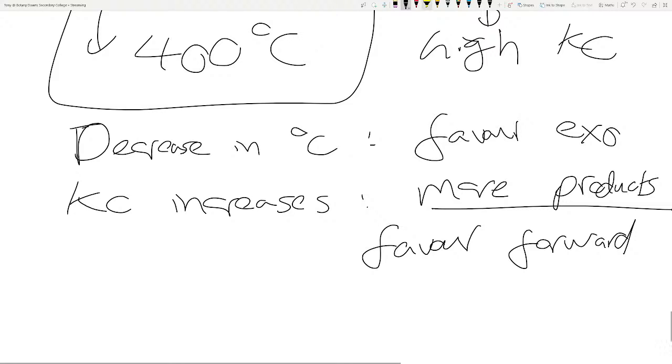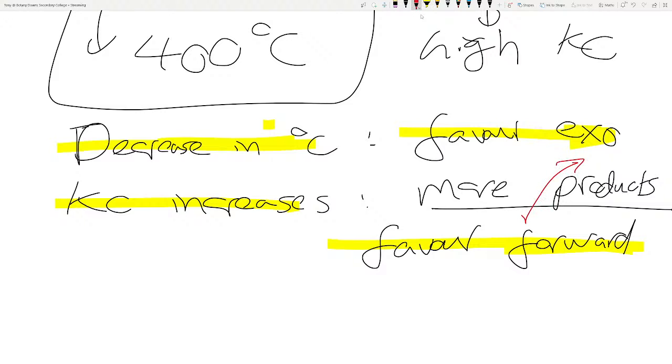So here we know that when you decrease temperature from 800 to 400, we favor exo, and Kc increases, so we favor forward. Therefore, we know it favors exo, it favors forward. Therefore, forward is exo. Done. Excellent.